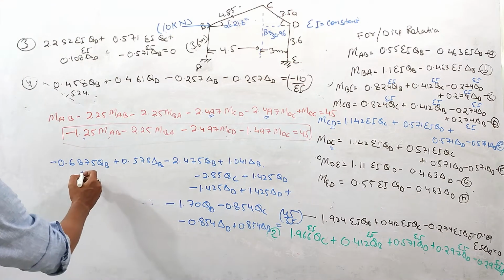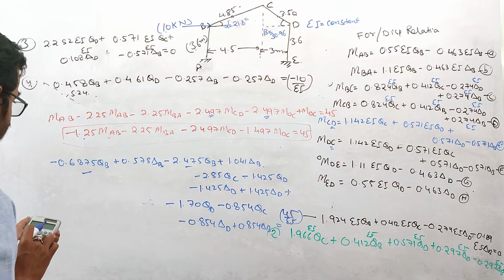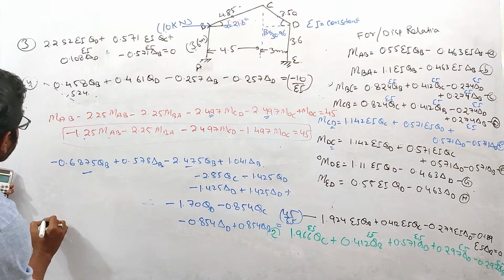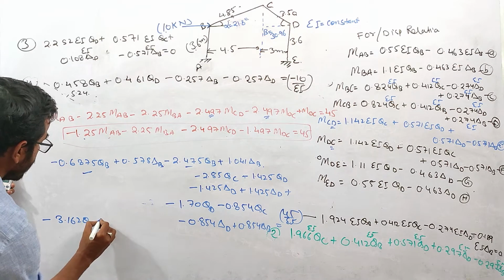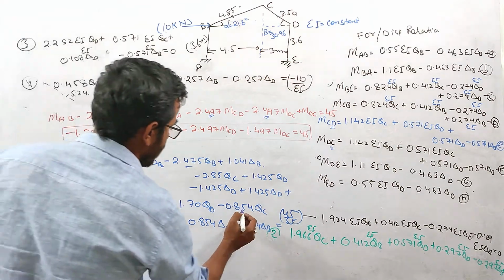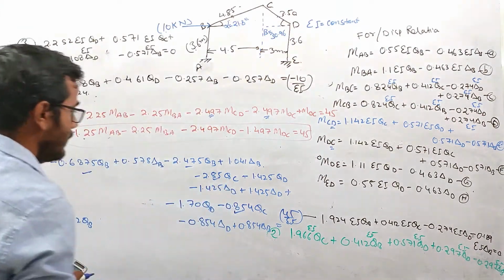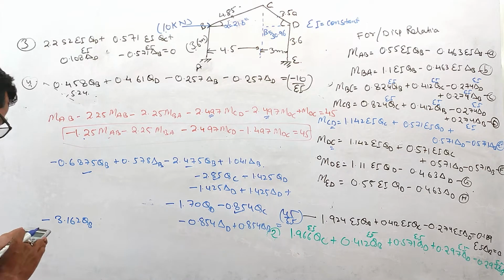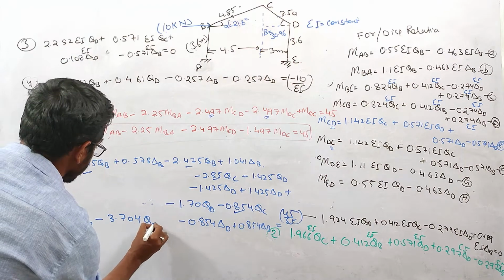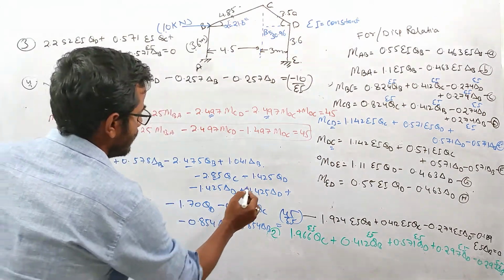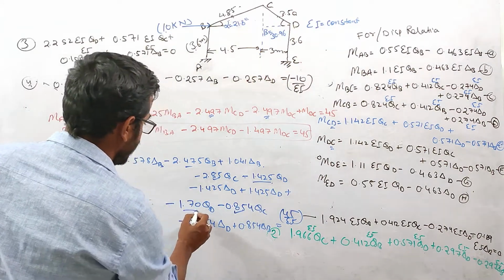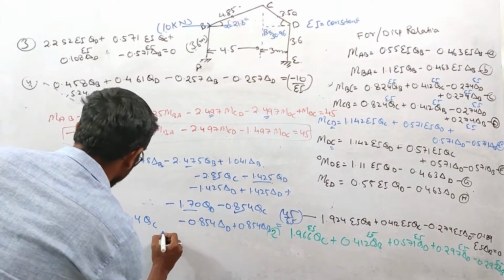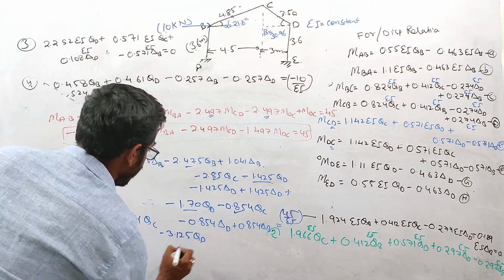So we'll add the coefficient of first theta B. So theta B will be minus 0.687 minus 2.475. So this value is minus 3.162 theta B. Then I'll add the coefficient of theta C. This is theta C. So minus 2.85 minus 0.854. So this is 3.704 theta C. Theta D coefficients are minus 1.425 and minus 1.70. So 1.425 plus 1.70 will be 3.125 theta D. Okay.